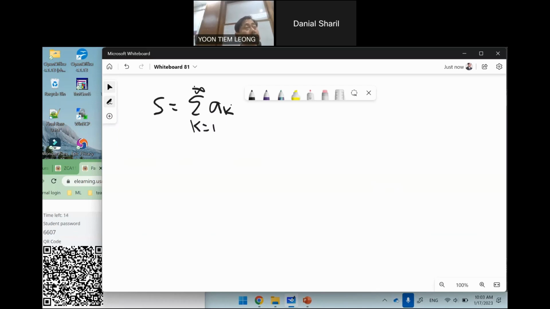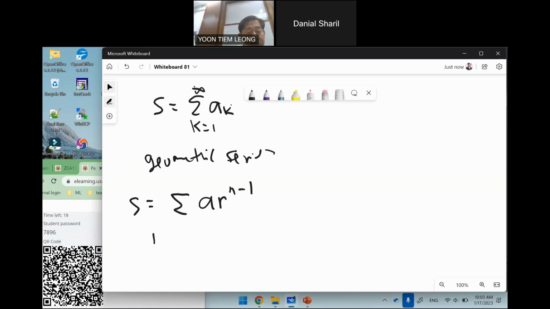So far we have discussed two types of series. The first is the geometric series, and for a geometric series, it's very easy. The summation is in the form of A R to the power n minus 1. We know about geometric series very well. We know its convergence condition: if the magnitude of R is less than 1, then the series converges to A over 1 minus R. We also mentioned another series, which is called the harmonic series.